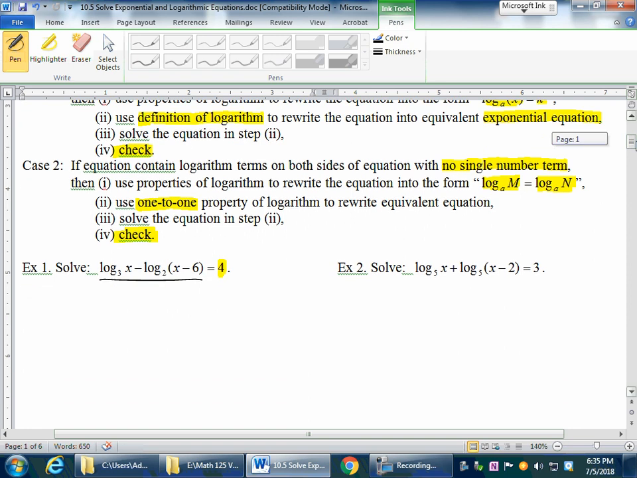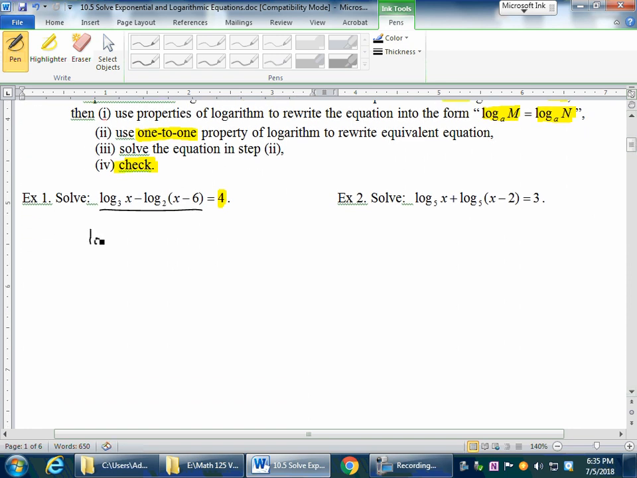Using the property from the previous section, I can say that log base 3, since this is a subtraction, it must be a quotient. So x over x minus 6 is equal to 4. Now I have a single logarithm on one side and a number on the other side. So I can use the definition of logarithm, which is rewriting into equivalent exponential form. That is, the base to the exponent is equal to the argument. Now we can solve this. 3 to the fourth power, which is 81, is equal to x over x minus 6.